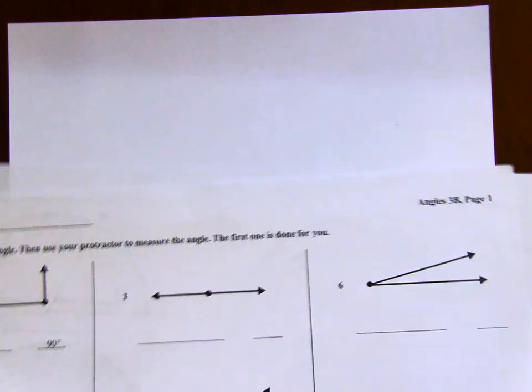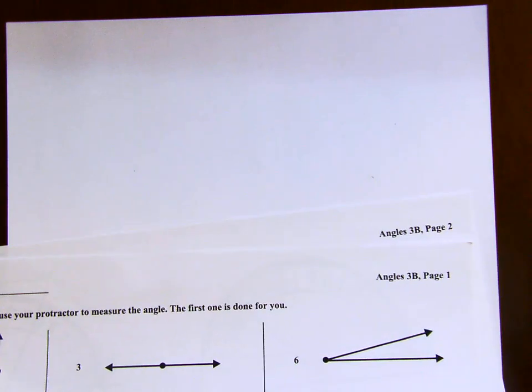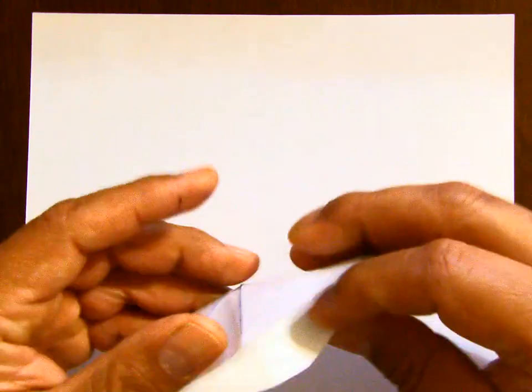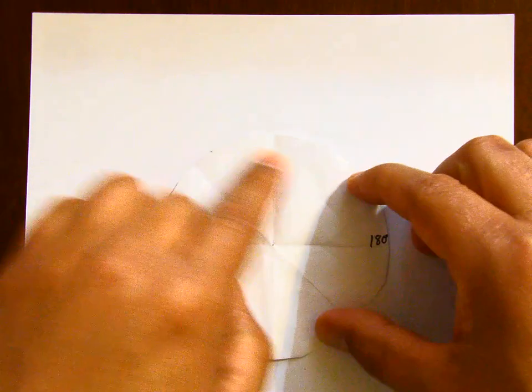Today we will be working on angles 3B page 1 and 3B page 2. Before we start on angles 3B page 1 and 2, we're going to review our angles. We're going to use the circles we used yesterday. Remember, all angles come from circles.